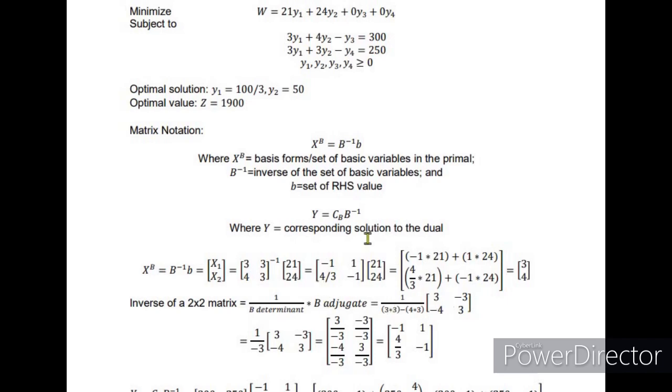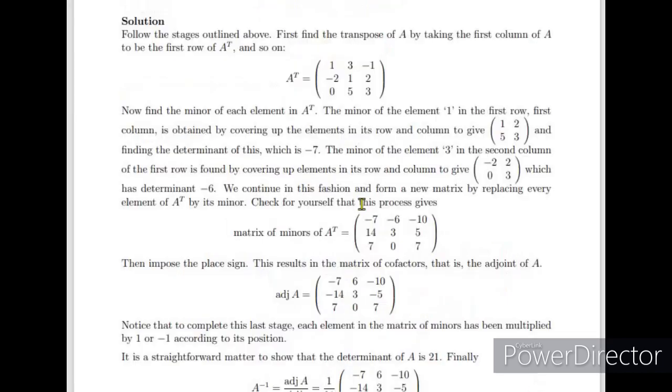So how do you get the inverse? You should already know that from your advanced mathematics, but as a review, these are the steps in finding the inverse. First, you get the transpose of the matrix. Then you find the minor of each element in the matrix. If you solve the minors of each element in this transpose matrix, you will have this. This is called the matrix of minors of A raised to T.